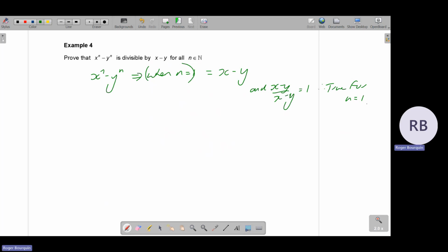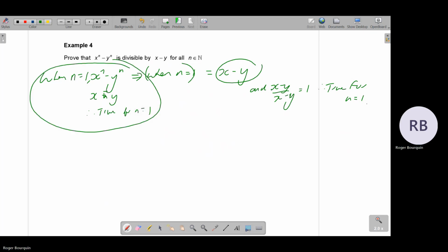The same equal to x minus y. I will stop there and say therefore true for any n. Do you mean you can stop after the x times y? And I would even write that. I'd say when n is equal to one, x to the one minus y to the one is equal to x minus y, therefore it's true. I would just write that little bit over here. x minus y.